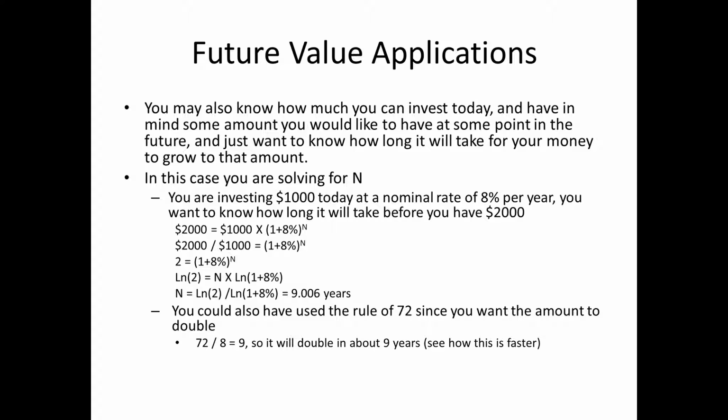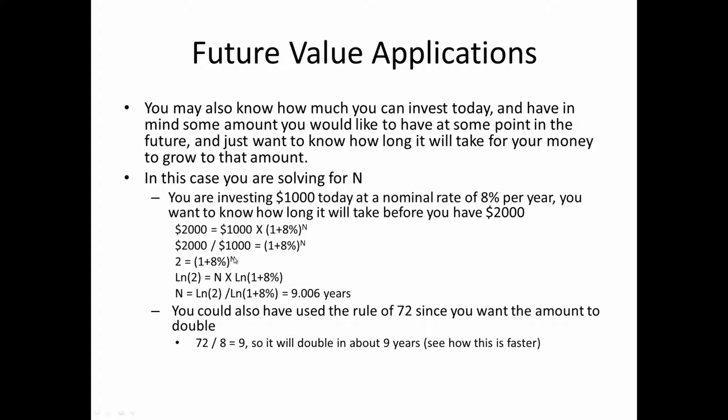algebra equation. So what if you know that you have $1,000, you know that it's going to earn 8% a year, and you know that at some point in the future you want to have $2,000 and you just want to know how long it's going to take to get there? So you put in that the future value is equal to the present value times 1 plus the periodic rate, raised to the number of periods, and then you do the algebra.